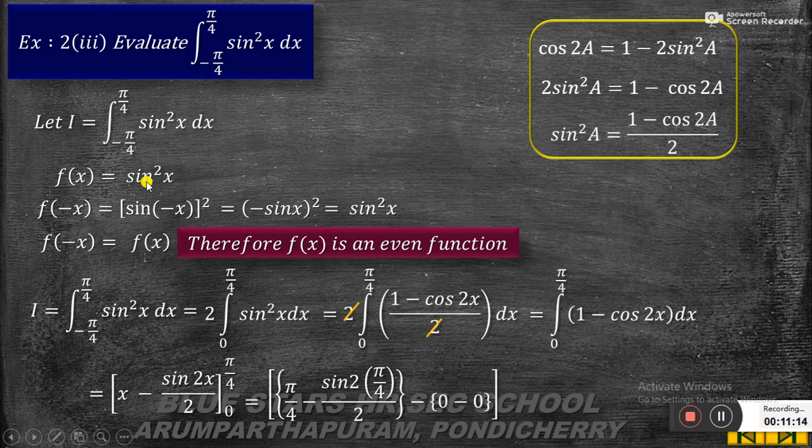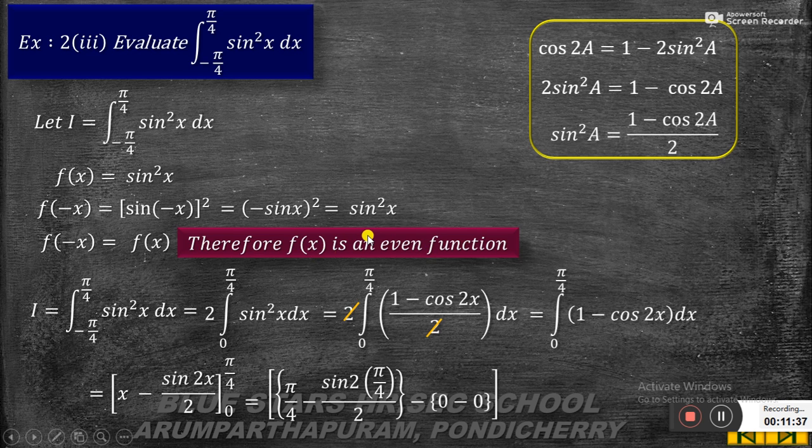So f of x equal to sin square x, I write f of minus x, which is sine of minus x whole square. That means minus sine x whole square. So minus whole square is plus sine square x. So the answers for f of x and f of minus x are the same. So f of minus x equals f of x, and we conclude that the function is an even function.